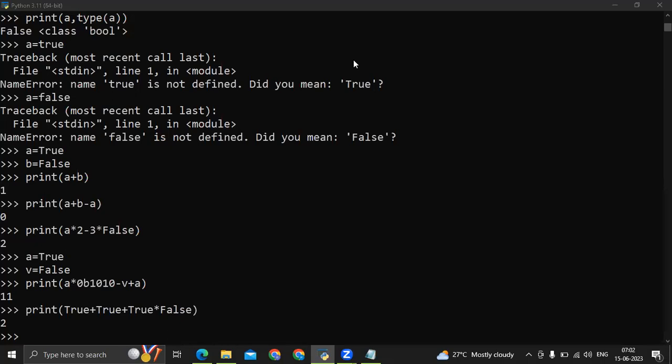Can you please tell me the last example? Dear, the thing is true plus true plus true. We know BODMAS. It will take the multiplication first: 1 into 0 is 0. Then 1 plus 1 is 2, then 2 plus 0 is 2. So we'll get 2. Is this clear?